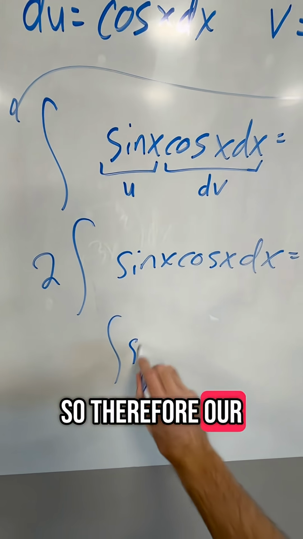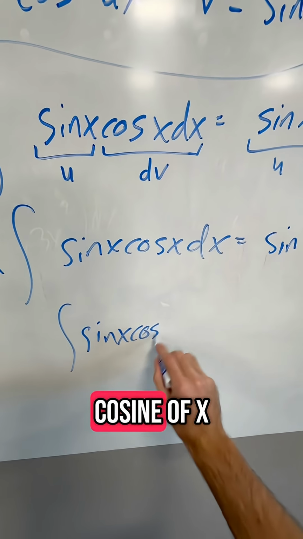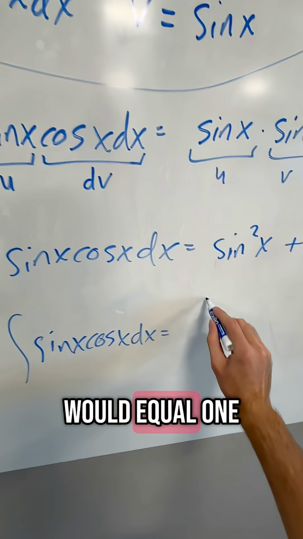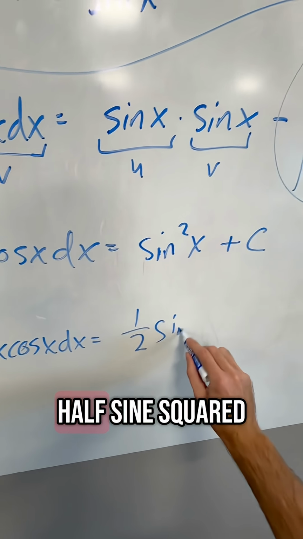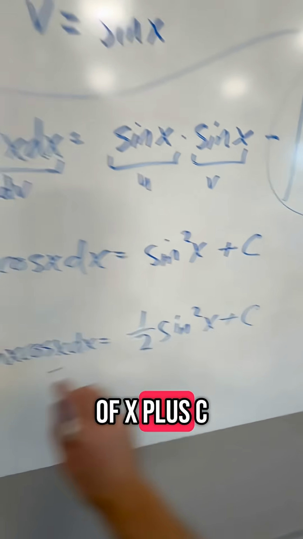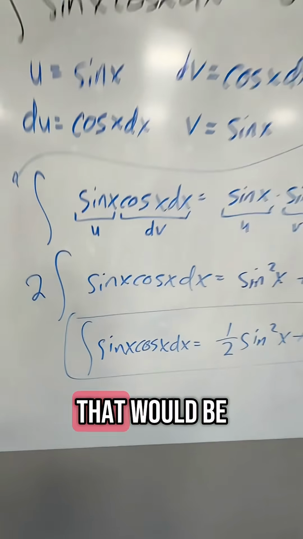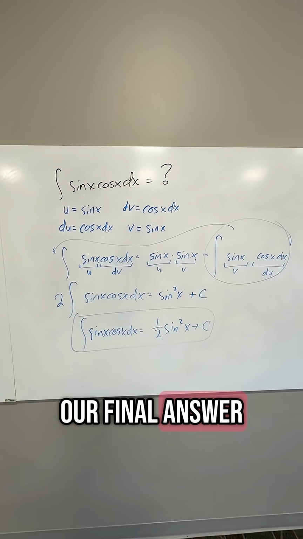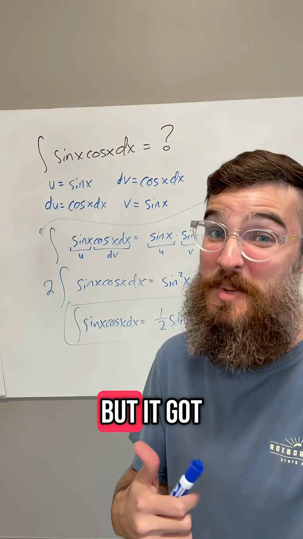So therefore, our final answer, the integral of sine of x cosine of x, would equal 1/2 sine squared of x plus c. There we go. That would be our final answer. Okay, maybe not our best technique, but it got us there.